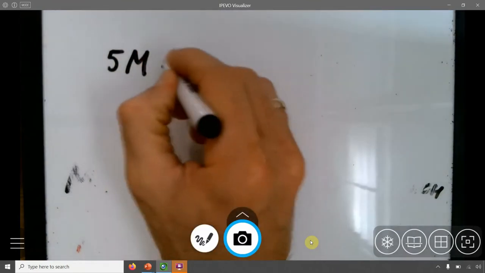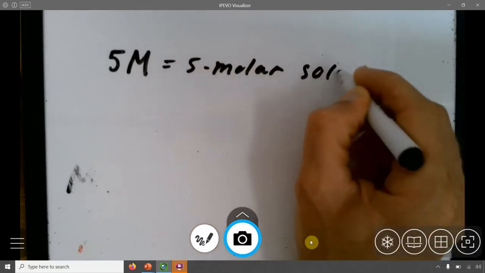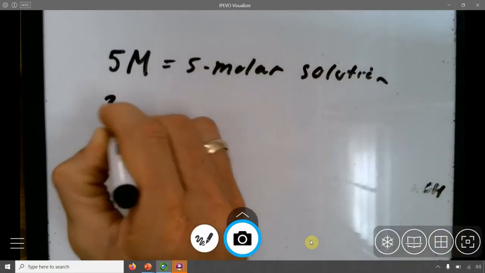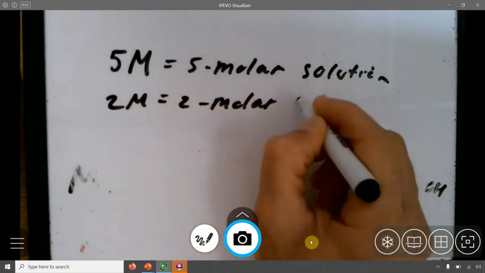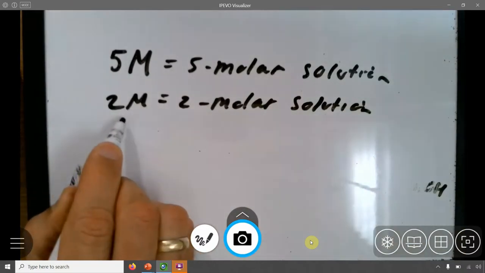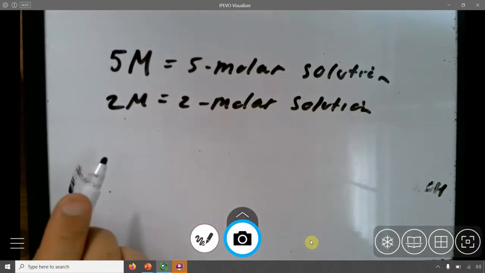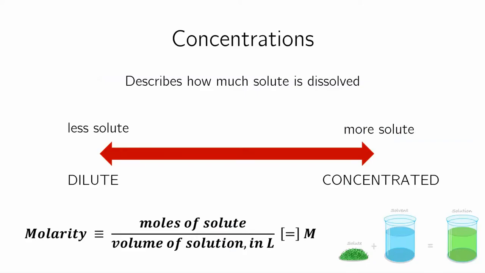And I can quantify now that if I have a solution that is 5M, this is read as a 5 molar solution. If I have 2M, this is a 2 molar solution. This is more concentrated than this. This is more dilute than this, and they both need to see dentists. So the idea here is to quantify that using the amount of solute and the amount of solution that I have in any type of question.